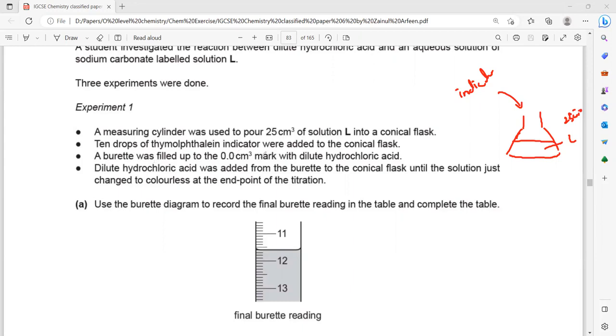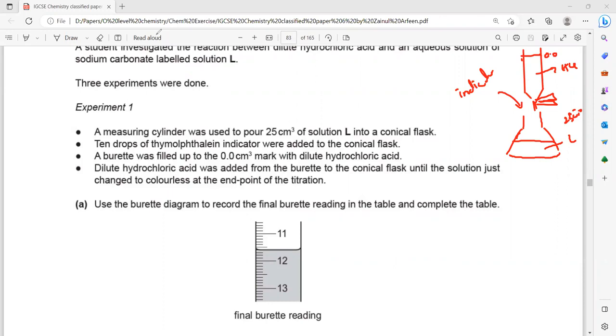Then a burette was filled up to the 0.0 mark, meaning the burette was completely filled till the top, and the volume at the marking at the top is 0.0. The burette was filled with dilute hydrochloric acid, so there is HCl here. The dilute hydrochloric acid was added from the burette to the conical flask until the solution just changed to colorless. So when the indicator shows a color change, we stop the reaction.